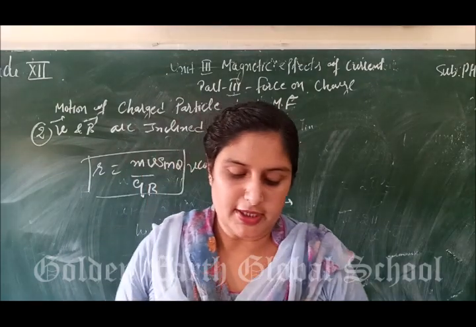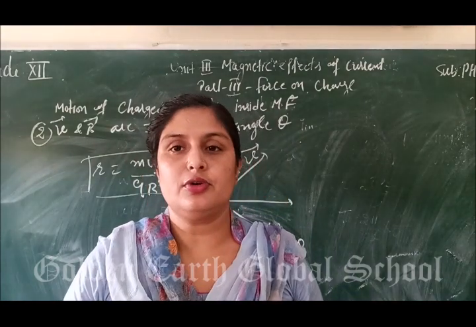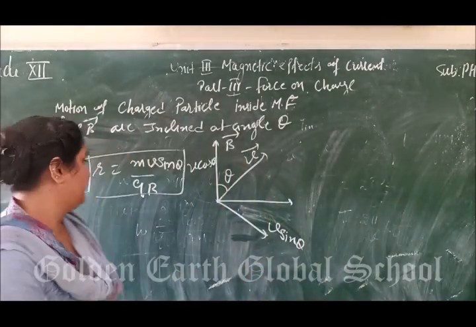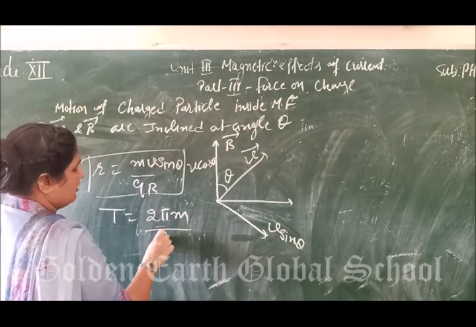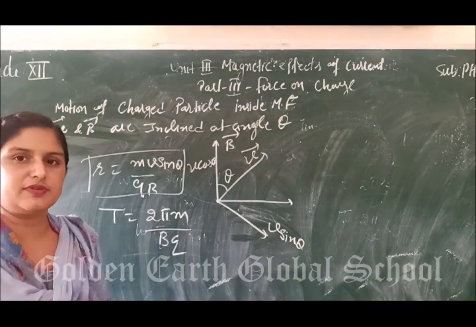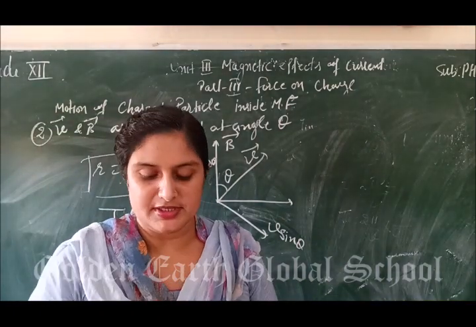Similarly, you can calculate the time period. Time period we have calculated as 2 pi m upon qB. In this case, velocity was not there in the formula, so the time period will remain the same.